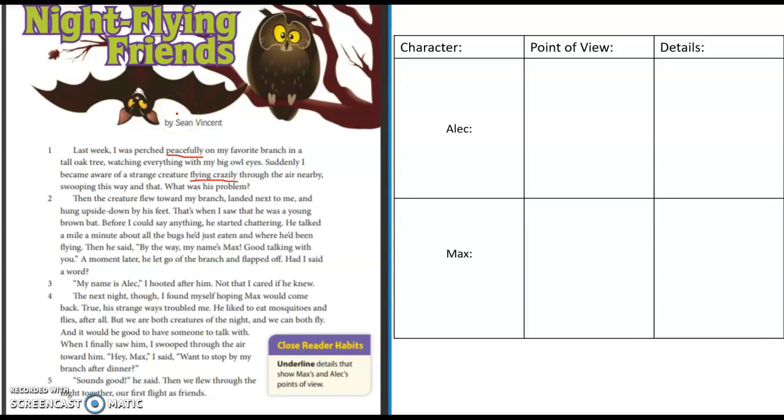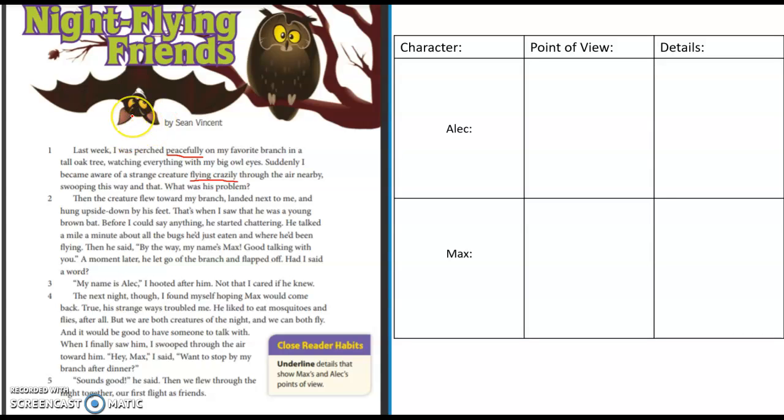"Then the creature flew towards my branch, landed next to me, and hung upside down by his feet. That's when I saw that he was a young brown bat. Before I could say anything, he started chattering. He talked a mile a minute about all the bugs he'd just eaten and where he'd been flying. Then he said, 'By the way, my name's Max. Good talking with you.' A moment later, he let go of the branch and flapped off. Had I said a word?"